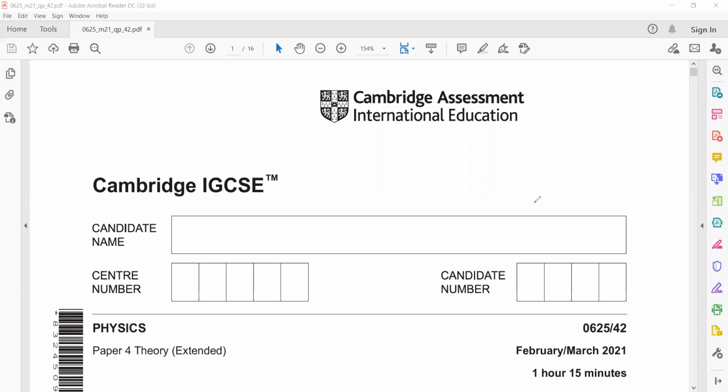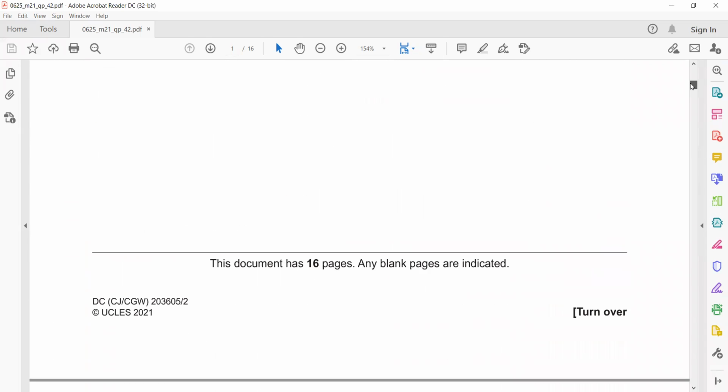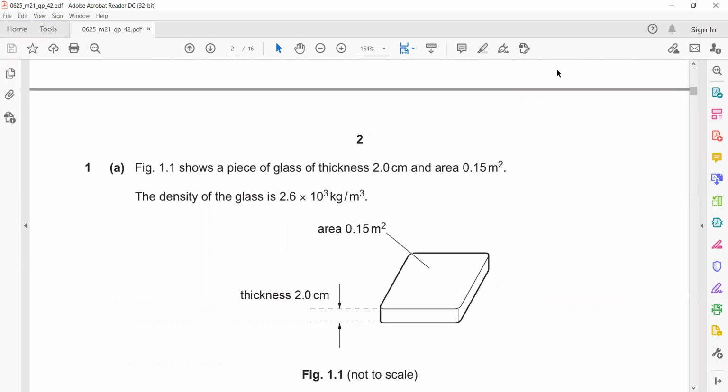So this is February-March 2021 paper 4 variant 2. Duration for this exam is 1 hour 15 minutes. But we will solve only the questions related to topic which we have completed.